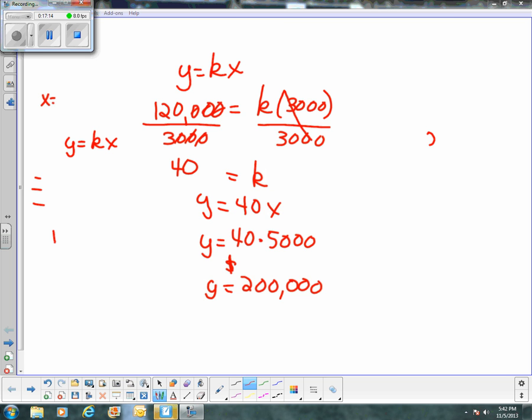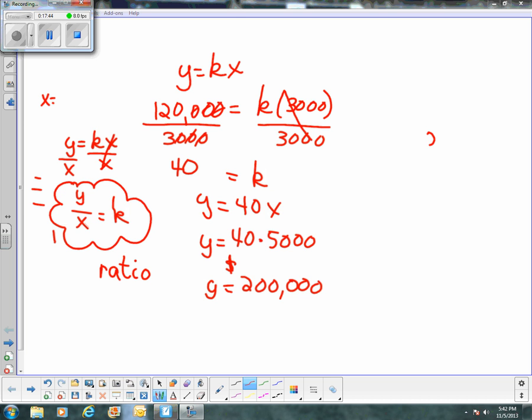Now, direct variation, again, our model is y equals kx. We can write this in a different way, and it can mean the same thing. For example, if I wanted to have k by itself, I would divide by x, and I would get y over x equals k. That is also a direct variation. This form right here is called a ratio, because it's a proportion. All right, questions now.